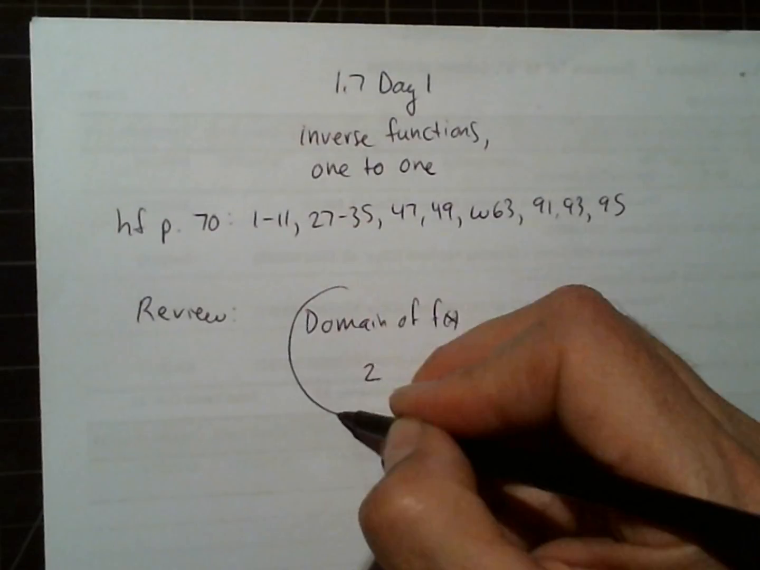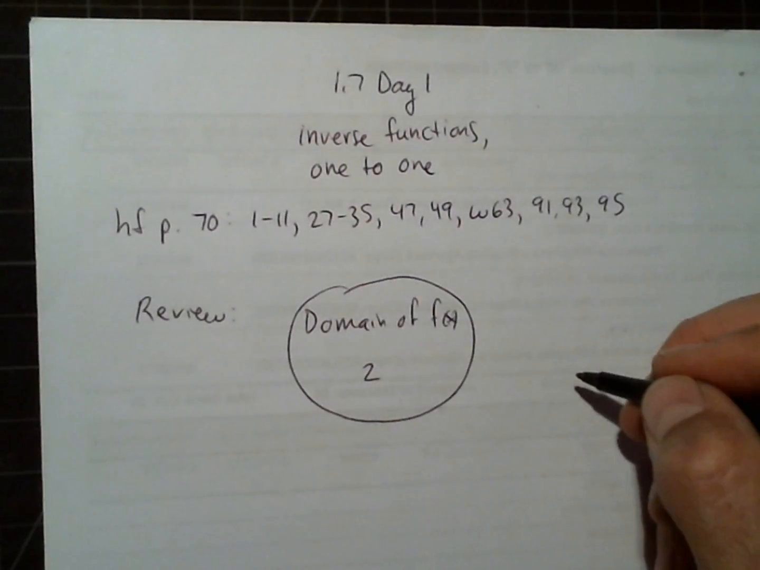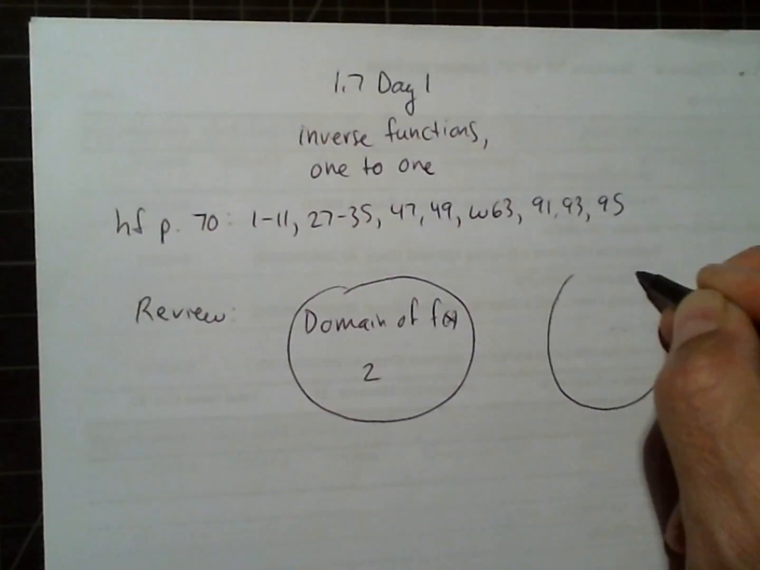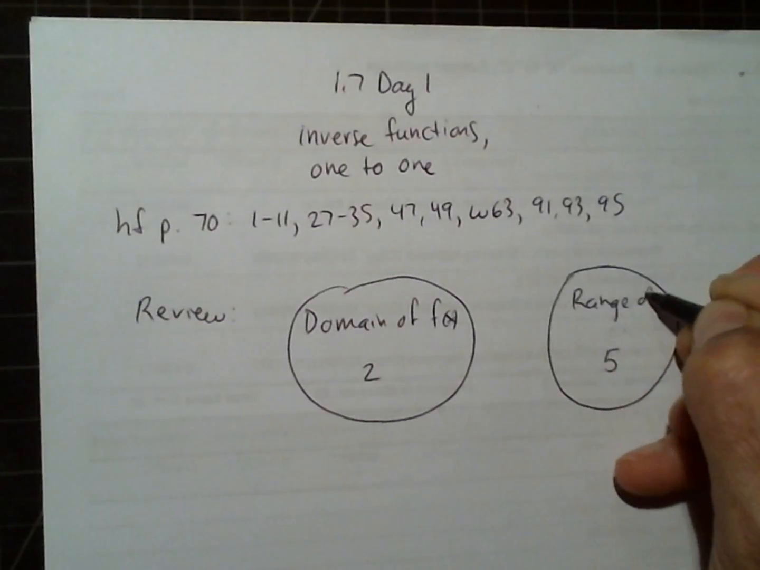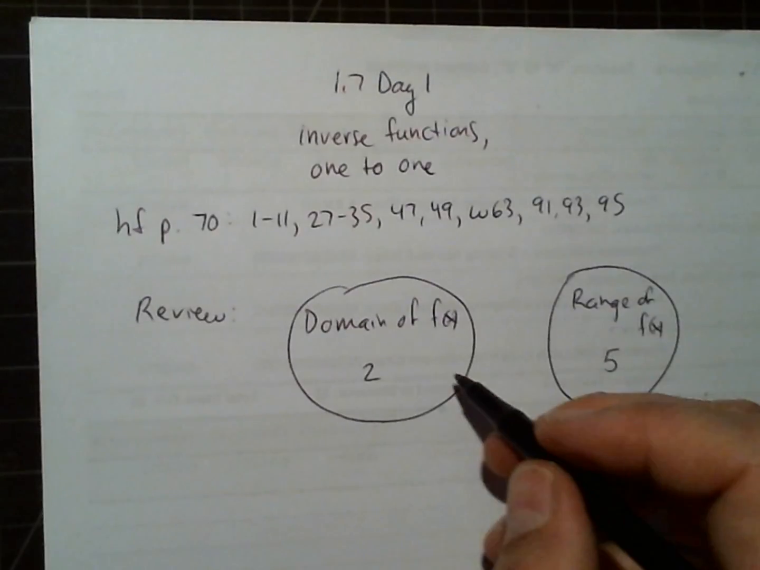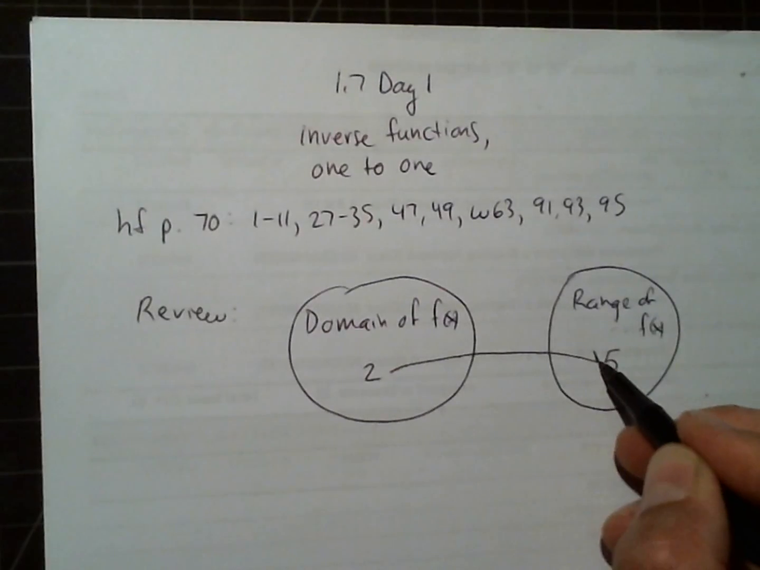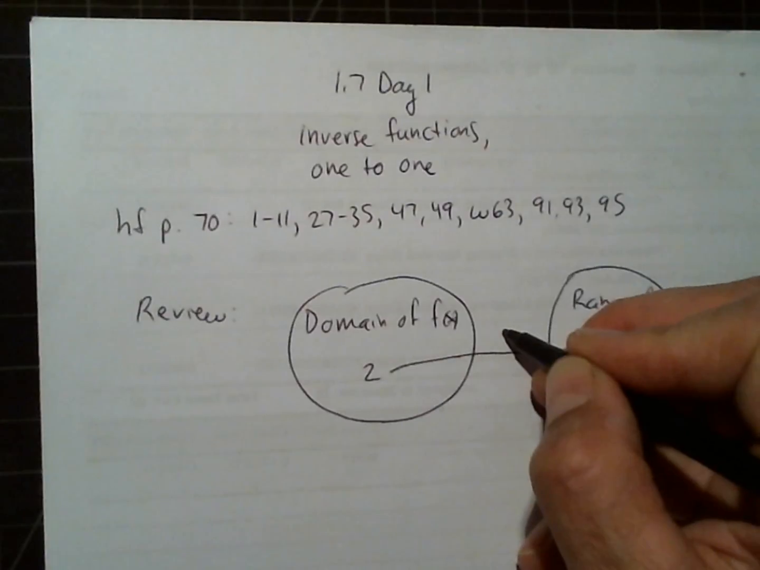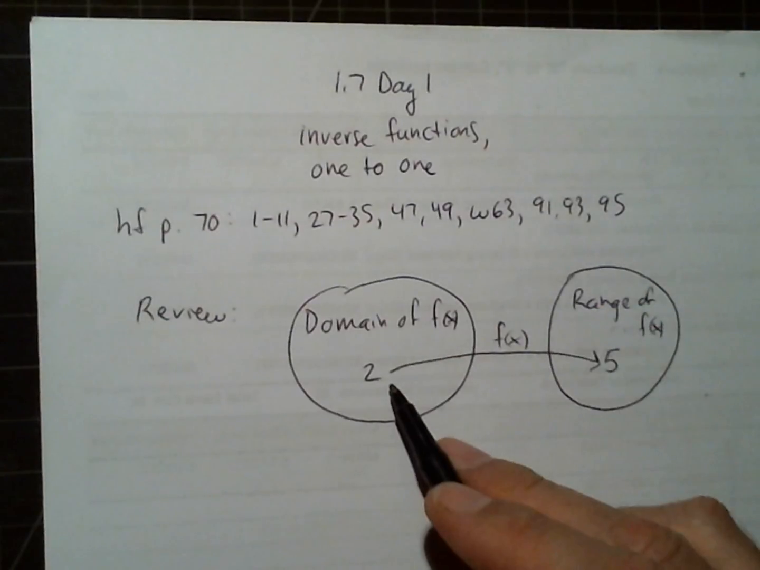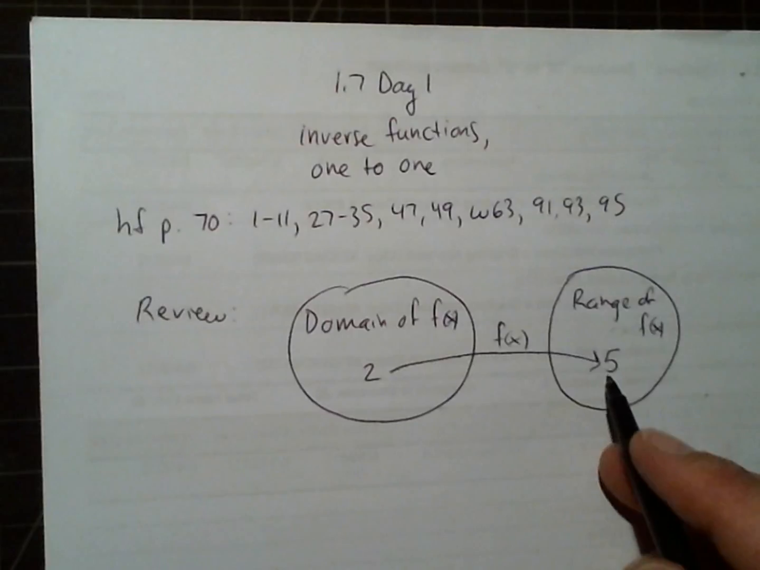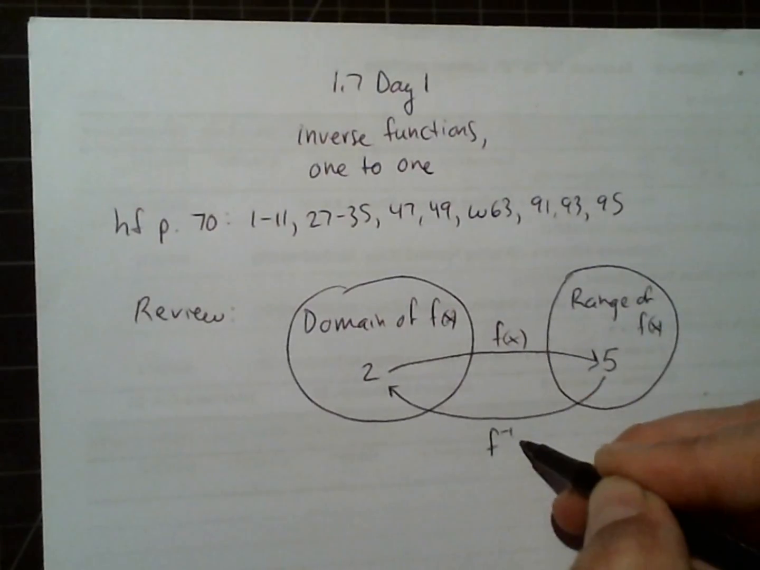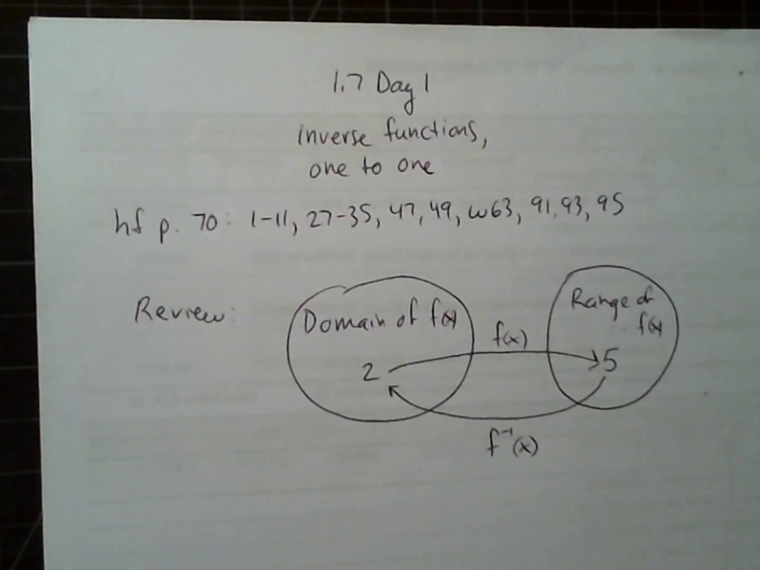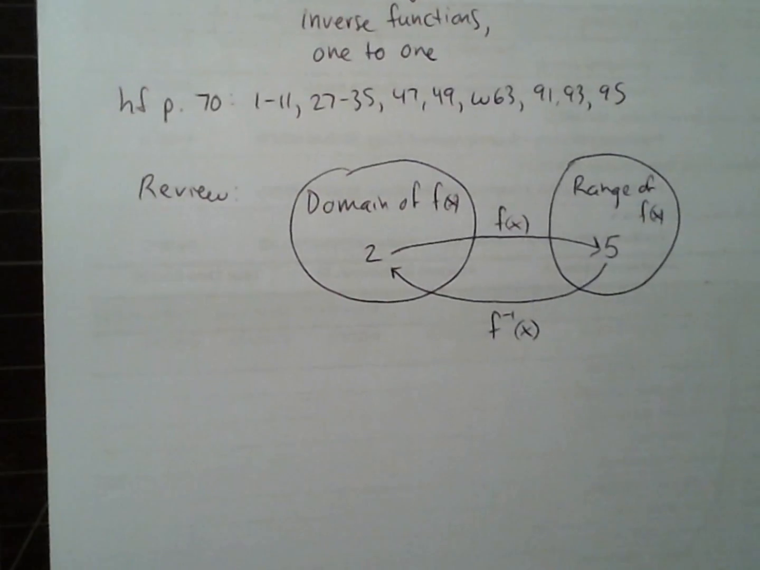If 2 is in the domain of f of x, and 5 is in the range of f of x, then that means if you put 2 into f of x, it gives you 5, and if you put 5 into the inverse of f, it takes you back to 2. So that's one way we can think of inverse functions.